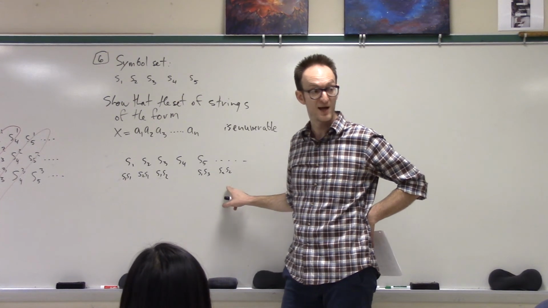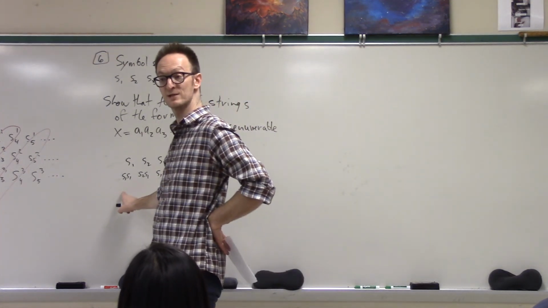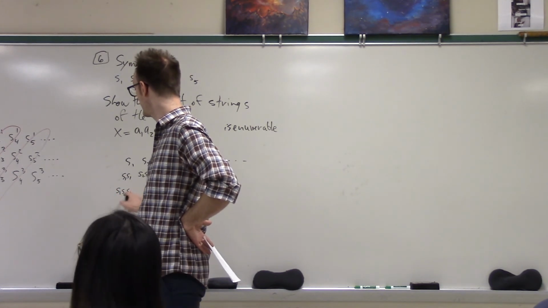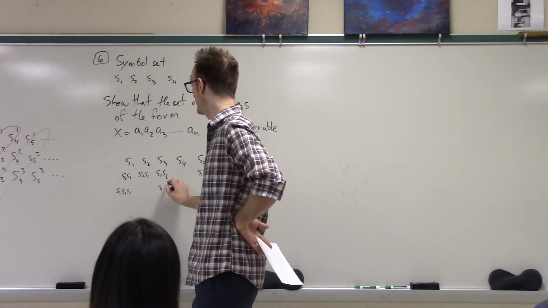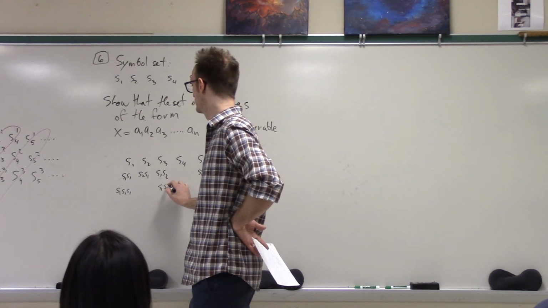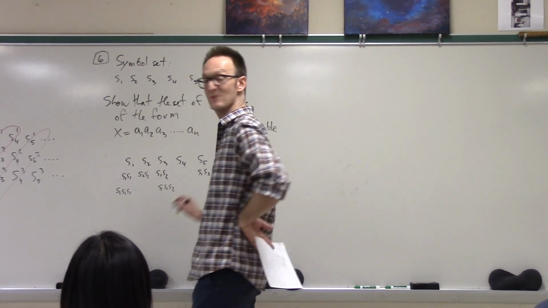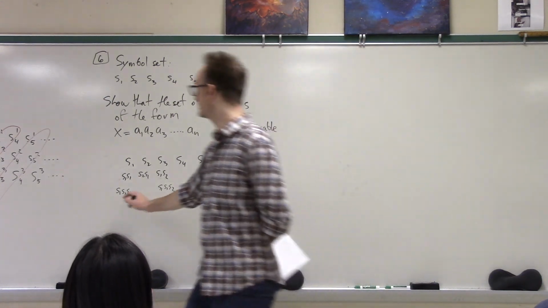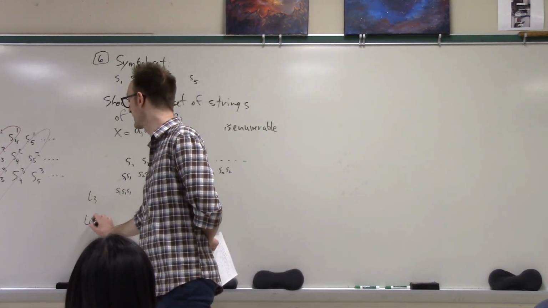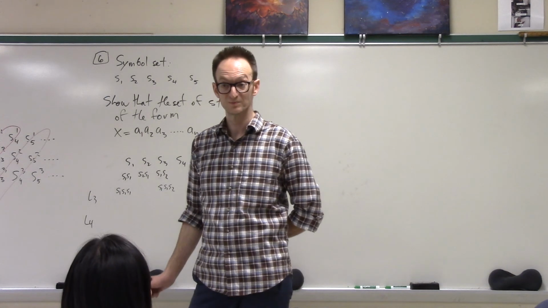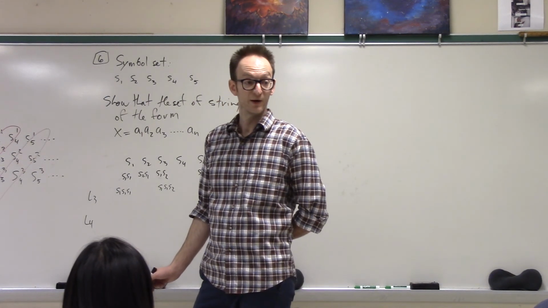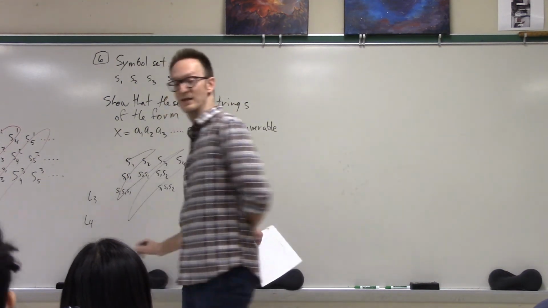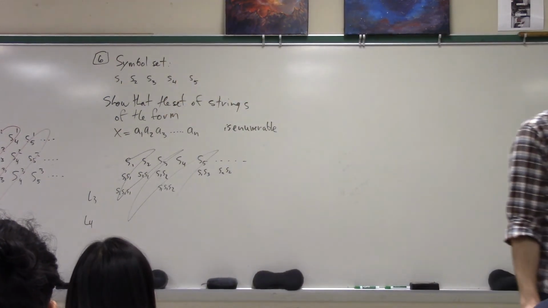And then you consider all the strings of length 3. So that would be S1 S1 S1, skip a space, S1 S1 S2, skip a space, etc. These are all the strings of length 3. And then you just keep on doing that: strings of length 4, strings of length 5, and you zigzag.